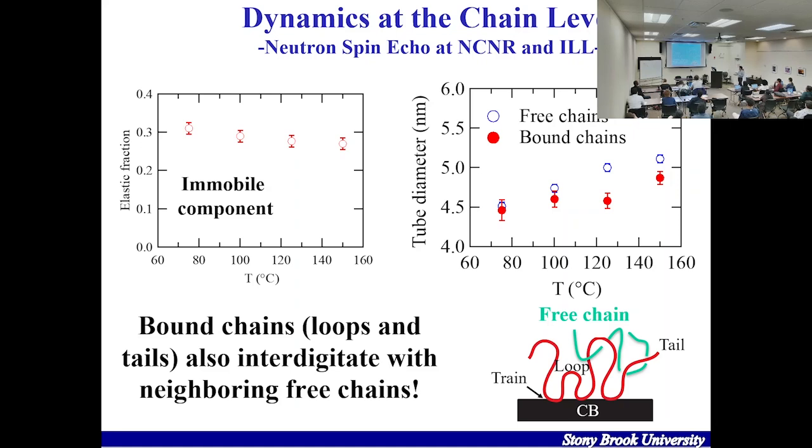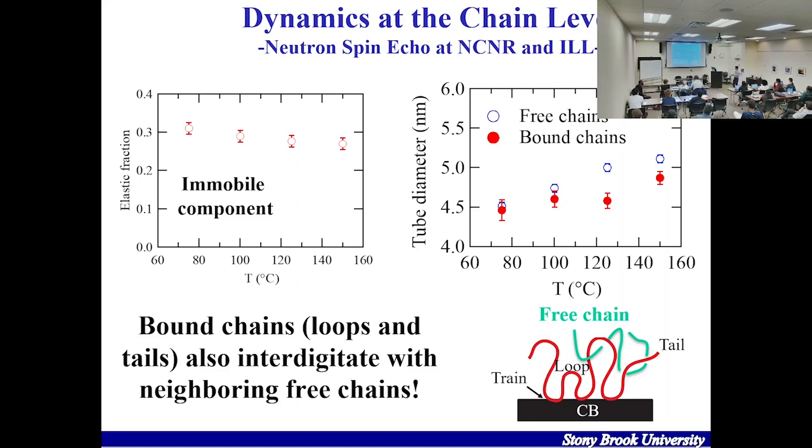So this is, for example, tube diameter as a function of temperature. We see a little bit weak temperature dependence, but overall behavior is pretty much the same as the bulk, as the free polymer chain. So from this experiment, we can conclude that bound polymer chains actually move like free polymer chains. But this is very important for the automobile tire, for example.